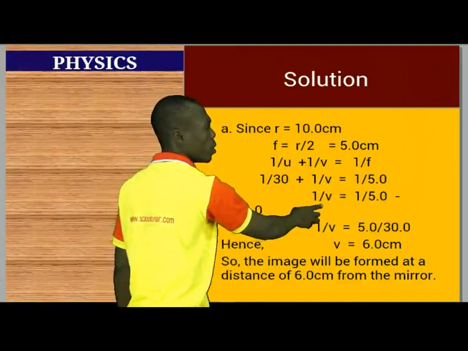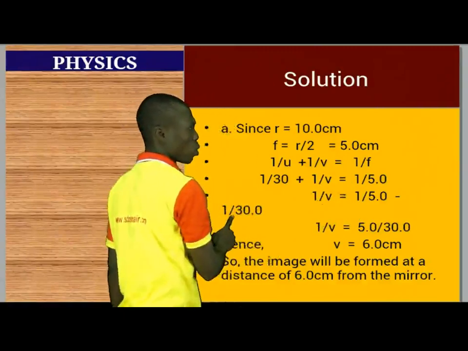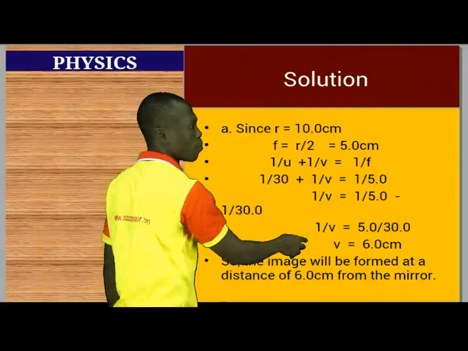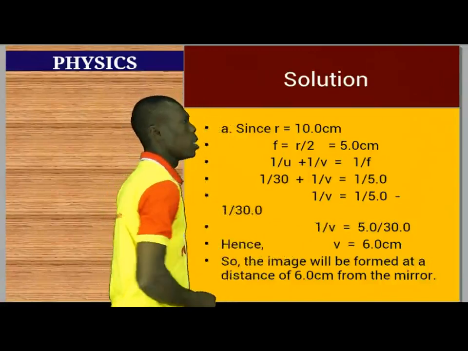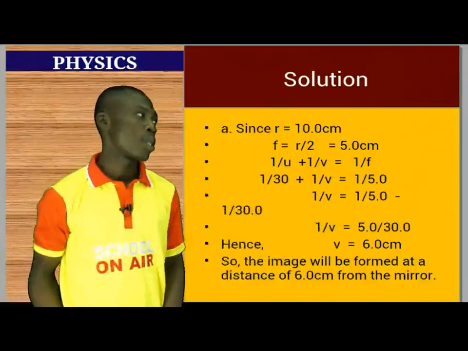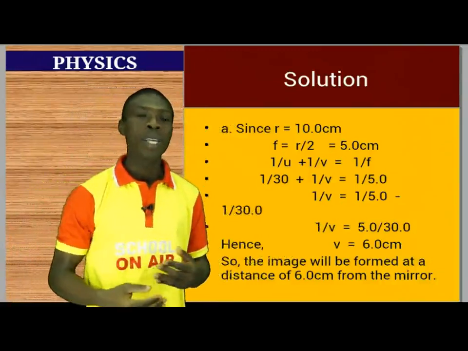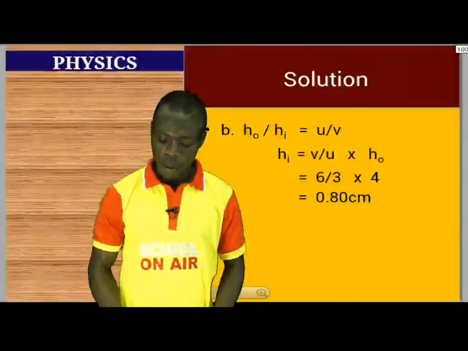Such that our 1 over v would be what? 1 over 5 minus 1 over 30. So you do the arithmetic there. Your 1 over v equal 5 over 30. And then, of course, your v is equal to 6 centimeters. So the image will be formed at a distance of 6 centimeters from the mirror.